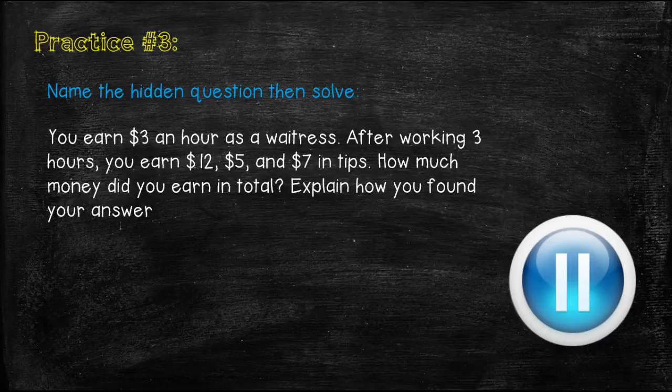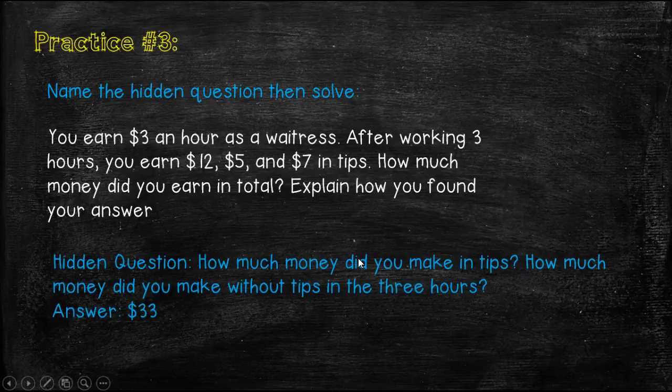The answers are coming back in 5, 4, 3, 2, 1. The hidden question is, how much money did you make in tips? And how much money did you make without tips in the 3 hours? And the answer is $33. Again, if you didn't get the right answer, I want you to pause the video and go back and rework the problem and try to see if you can come up with our answer.